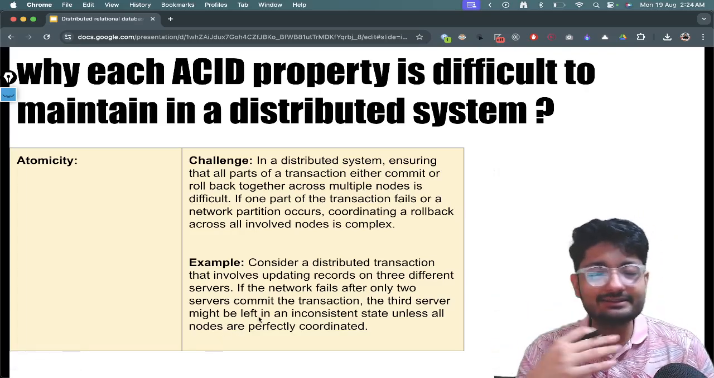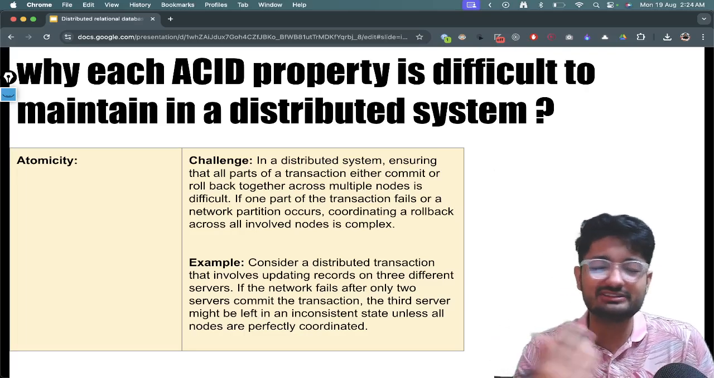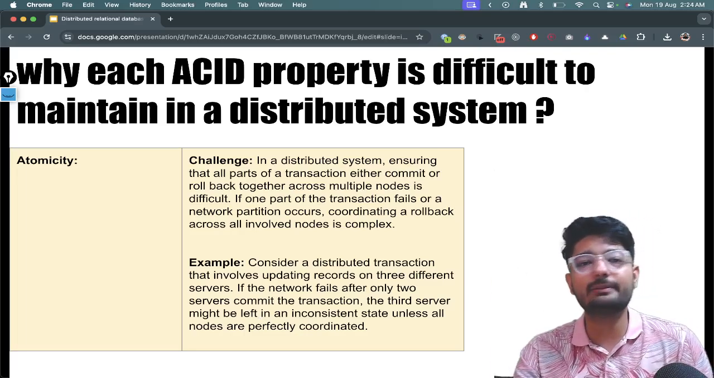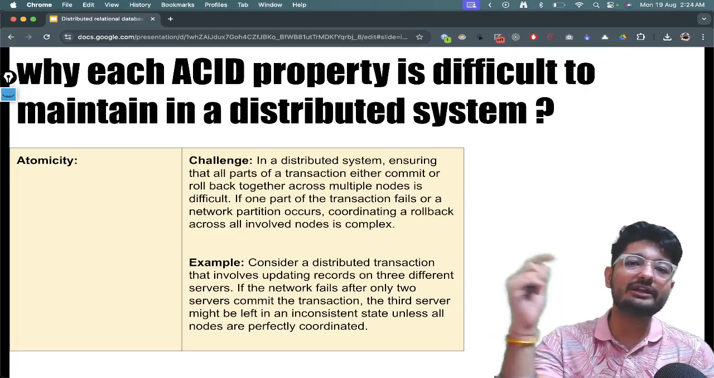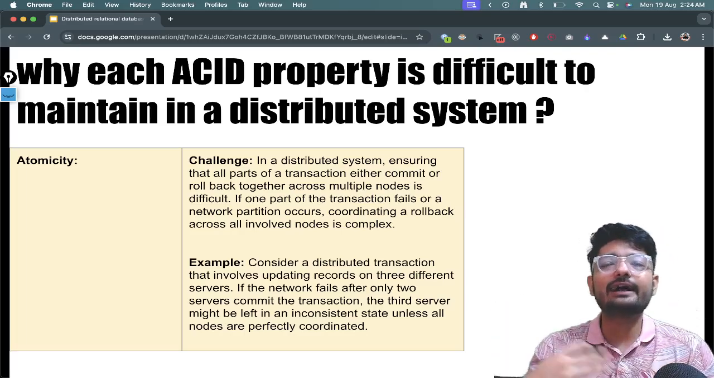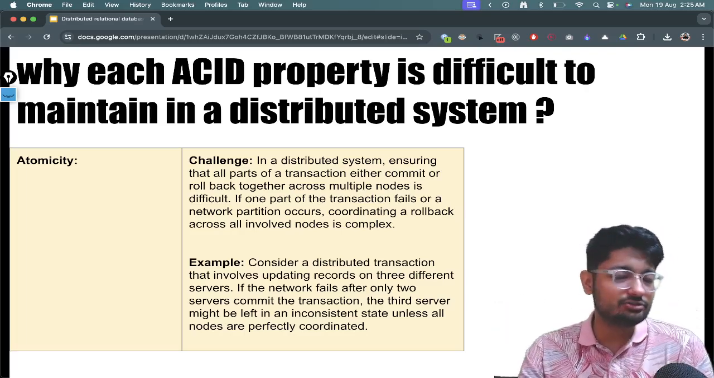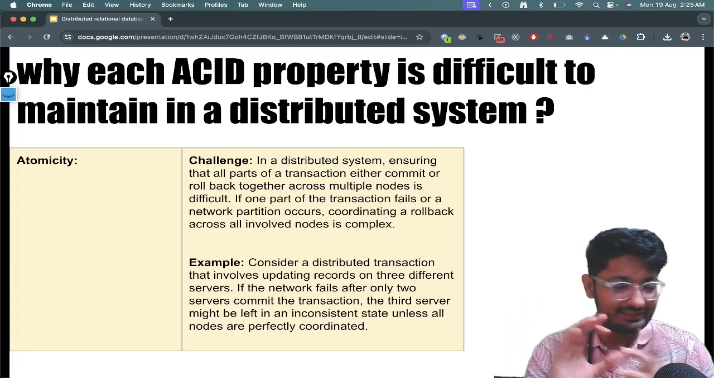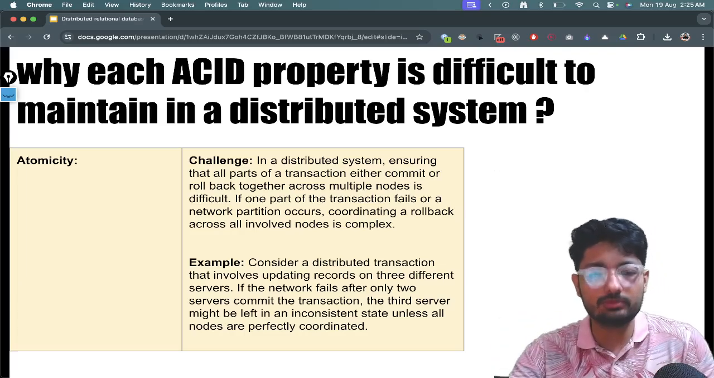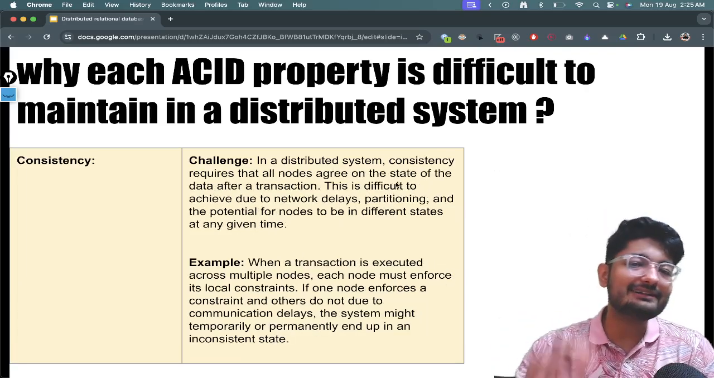The third server doesn't have the data. It is in the previous state only, because that is not committed. But the two other databases have committed and made the changes. So now there is inconsistency. Two databases have my updated table, and the other one does not. So there is some data that is inconsistent. That is the problem.